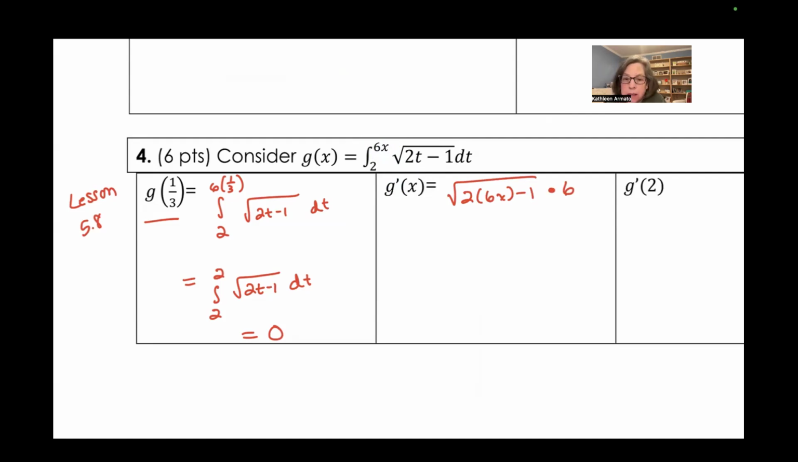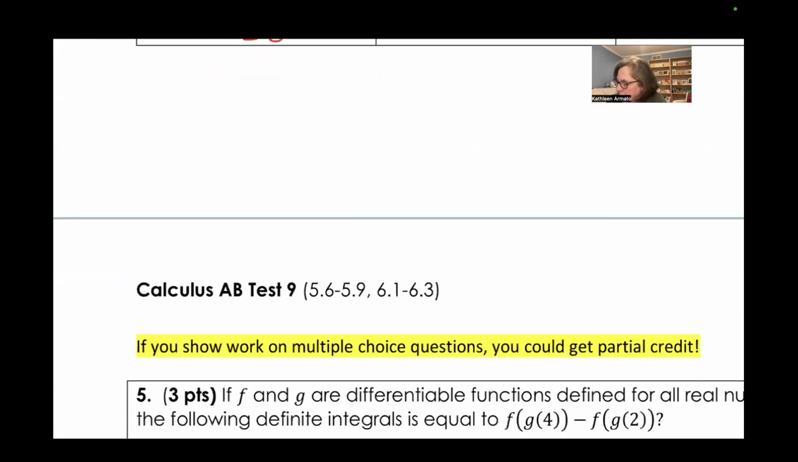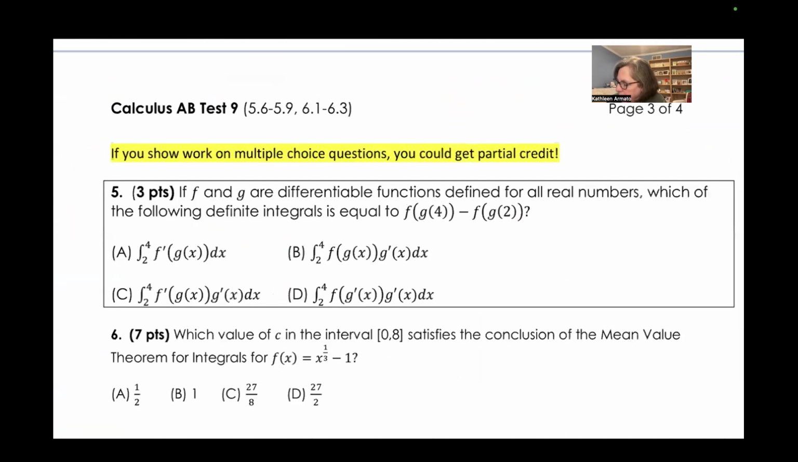When you have a constant, when you plug that in, you just end up with 0 because you'd be multiplying by the derivative of 2, which is 0. So it is minus 0. You don't have to obviously write that. So it would be 6 out in front, 12x minus 1. That's your answer. Then g prime of 2 is just plugging 2 into that. So that equals 6 times root 23. All right, again, let me know if you need help with that.